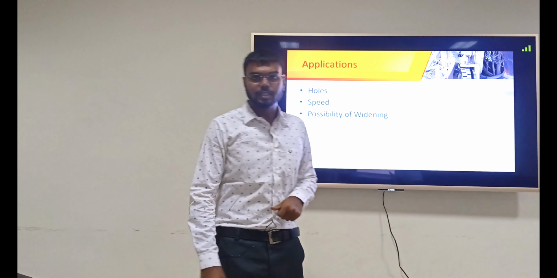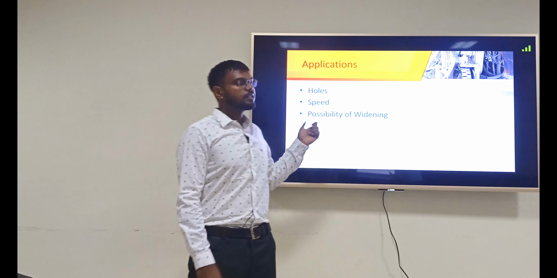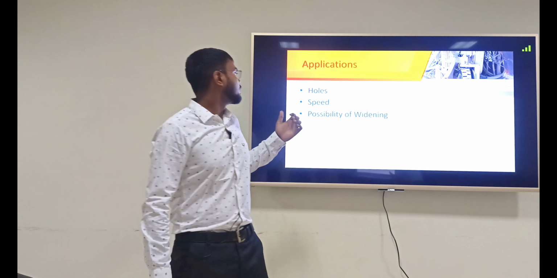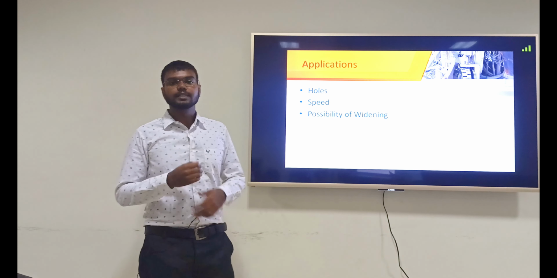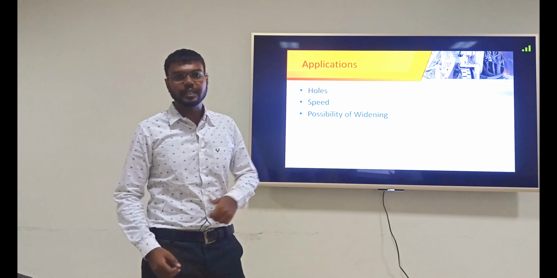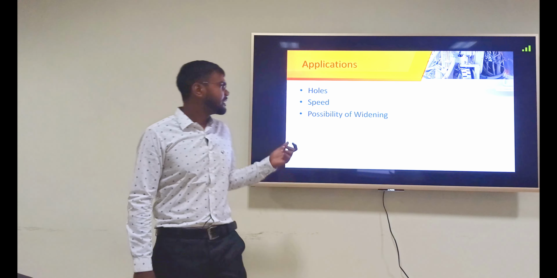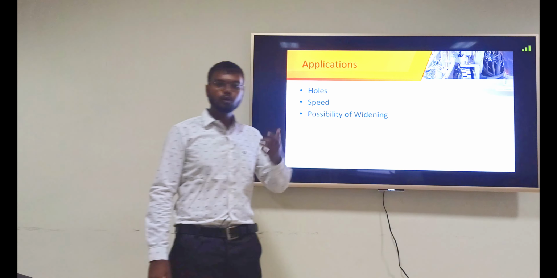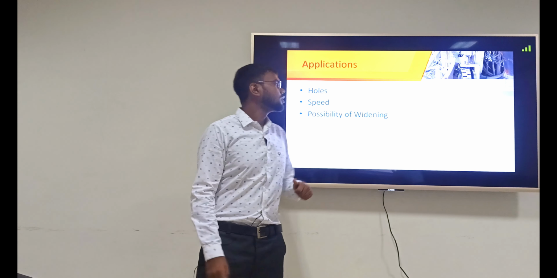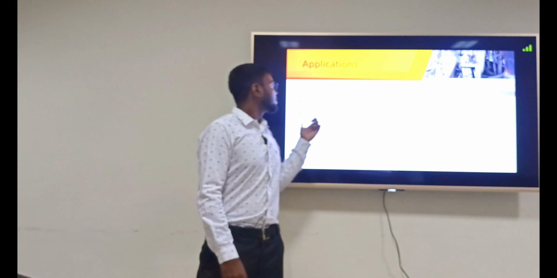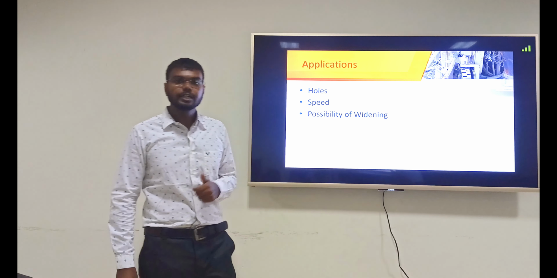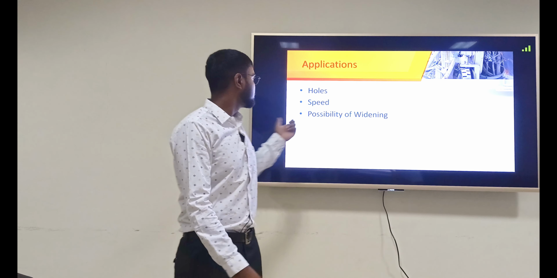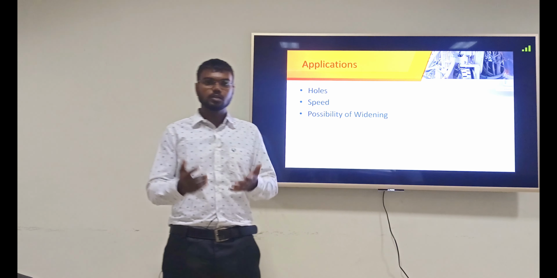Applications of jet piercing. The first application is holes. We can increase the diameter of holes by jet piercing. Second is speed. The average speed during jet piercing is 4 meters per hour, or 4 to 25 meters per hour. That is big. The third advantage is the possibility of widening of holes, that is, we can widen the drill.